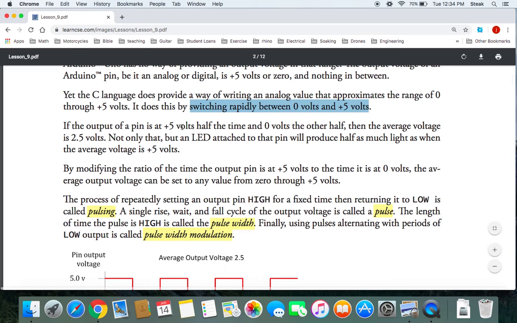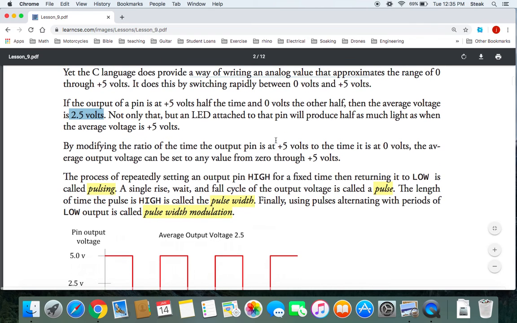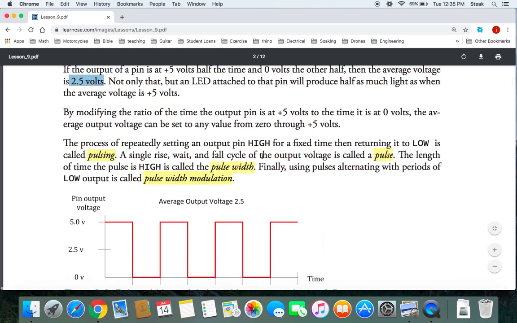If half the time it's at 5 volts and half the time it's at 0, then the average comes out to 2.5 volts. Not only that, but an LED attached to that pin will produce half as much light as when the average voltage was 5 volts. By modifying the ratio of the time the output pin is set to 5 volts and the time it's at 0 volts, the average voltage can be set to any value from 0 to 5.